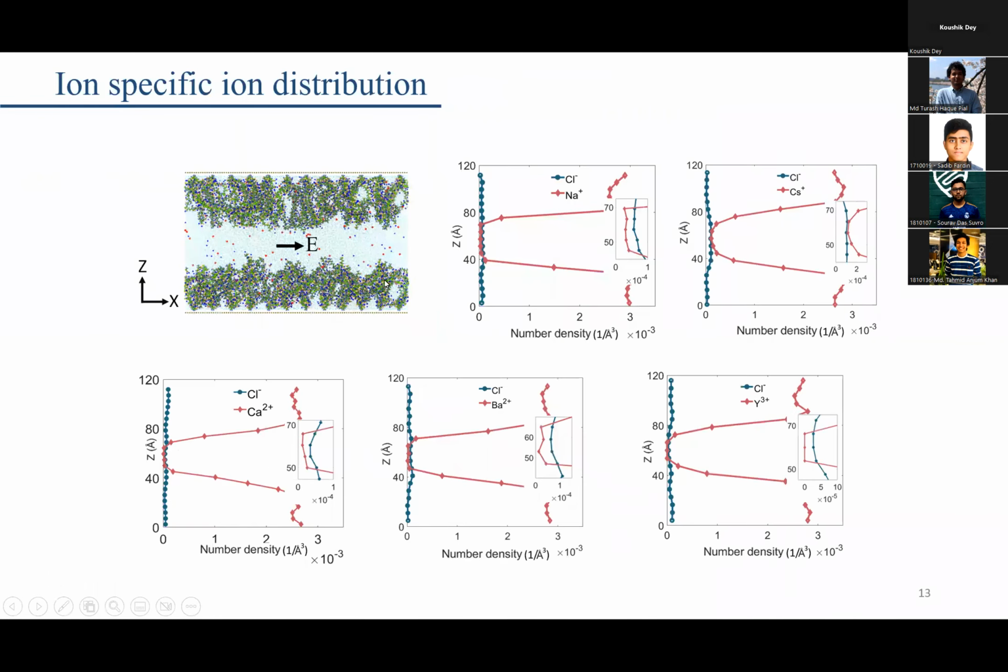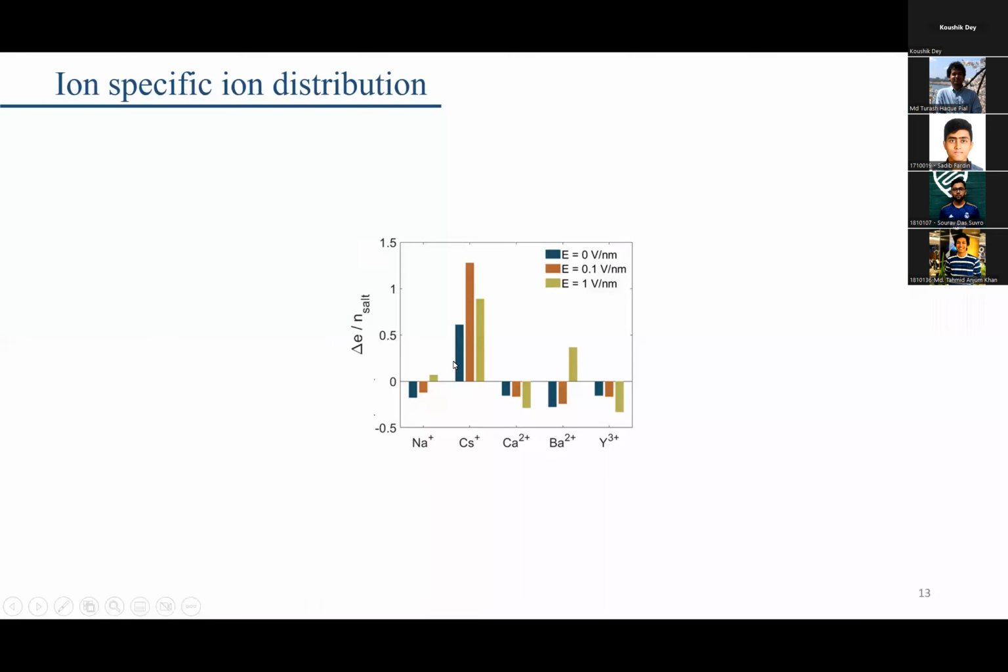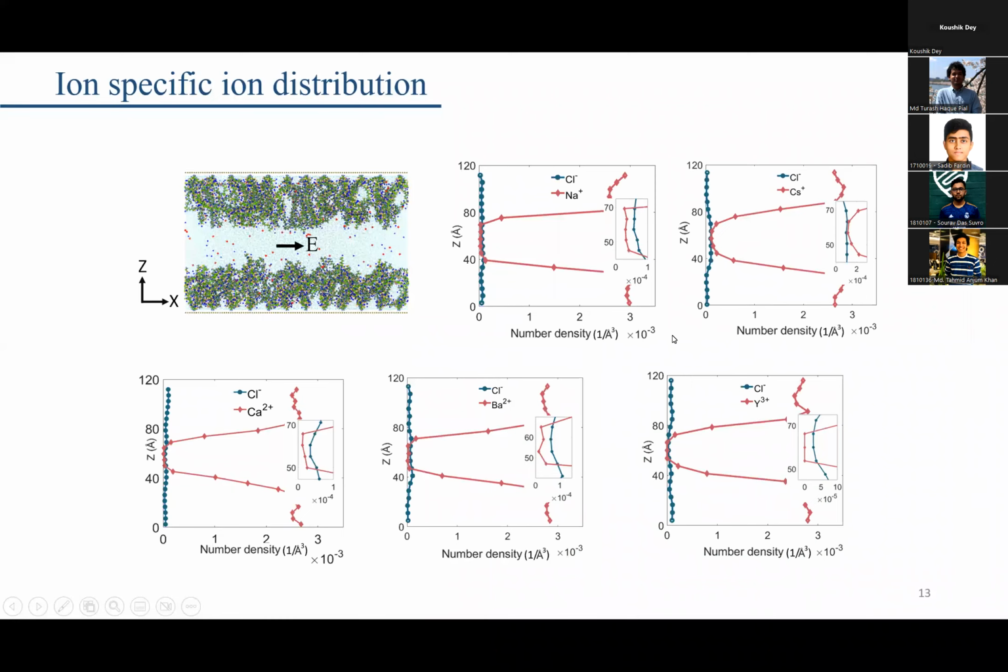So we first check the effect of differing counterion type, which means counterion size and valence, on the ion distribution. And we can see it is distinctly different. For sodium, here you have more chlorine, but for cesium, there is more cesium than chlorine. So these are different. We tried five different counterions, and we can see from there the sum of this whole figure.